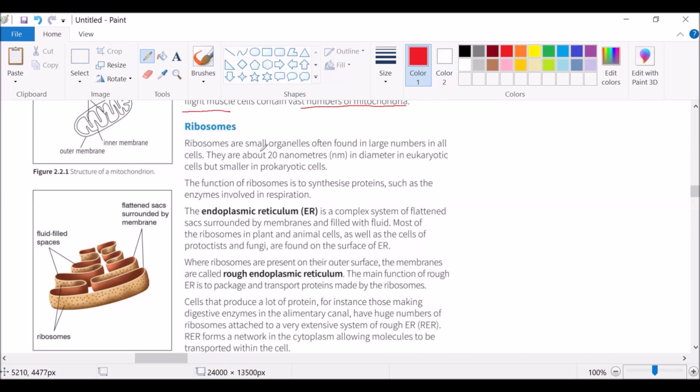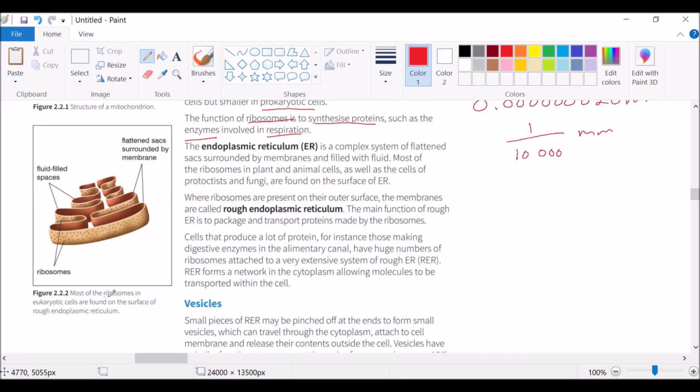Ribosomes are small organelles often found in large numbers in all cells. They are about 20 nanometers in diameter in eukaryotic cells, but smaller in prokaryotic cells. 20 nanometers is 0.00000002 meters, which is 1 over 10,000 millimeters. The function of ribosomes is to synthesize or make proteins, such as the enzymes involved in respiration.